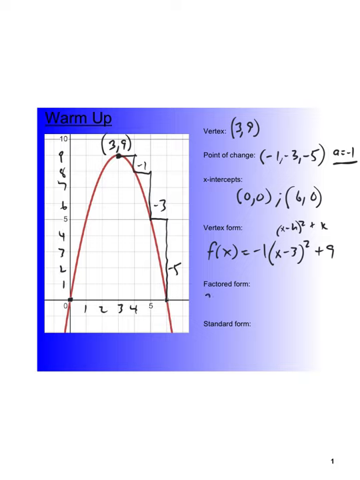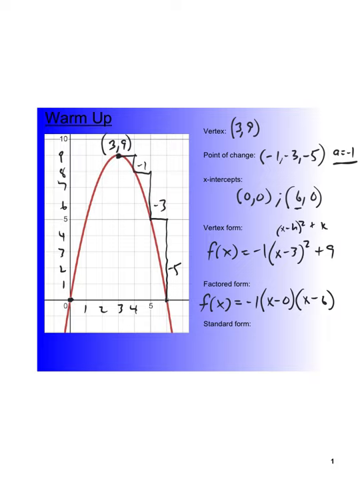In terms of our factored form, factored form is based off the X-intercepts. So we still get that -1 out front, and our X-intercepts would be an x minus 0, based off the 0, 0 X-intercept, and then an x minus 6, which is based off the 6, 0 X-intercept. So that would be our factored form.